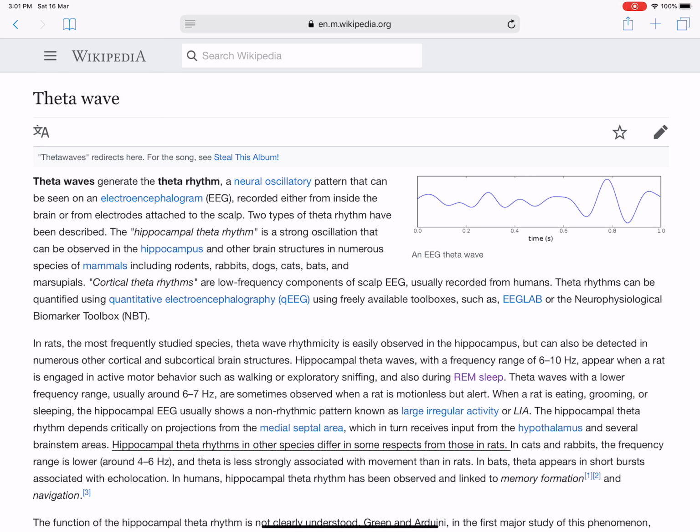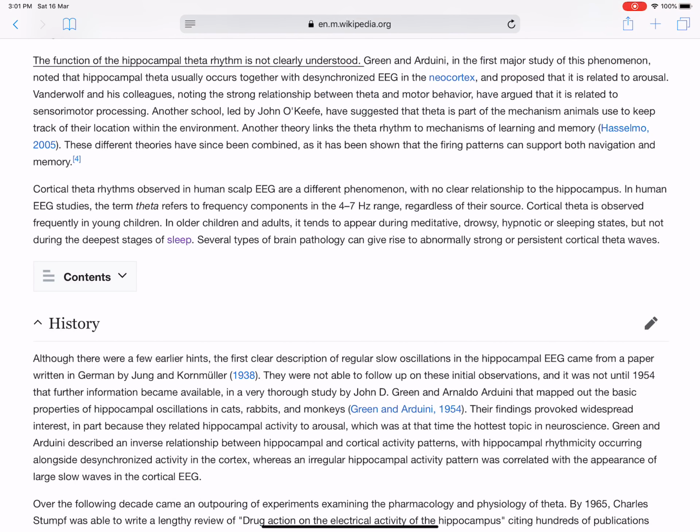Hippocampal theta rhythms in other species differ in some respects from those in rats. In cats and rabbits, the frequency range is lower, around Hz, and theta is less strongly associated with movement than in rats. In bats, theta appears in short bursts associated with echolocation. In humans, hippocampal theta rhythm has been observed and linked to memory formation and navigation. The function of the hippocampal theta rhythm is not clearly understood.